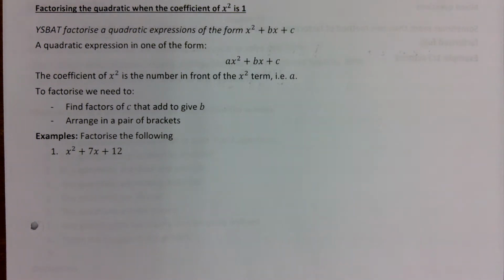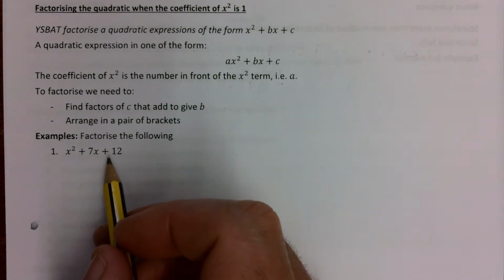This is GCSE Maths notes. We're on chapter 4 of M3 here, and we are looking at factorising quadratics.